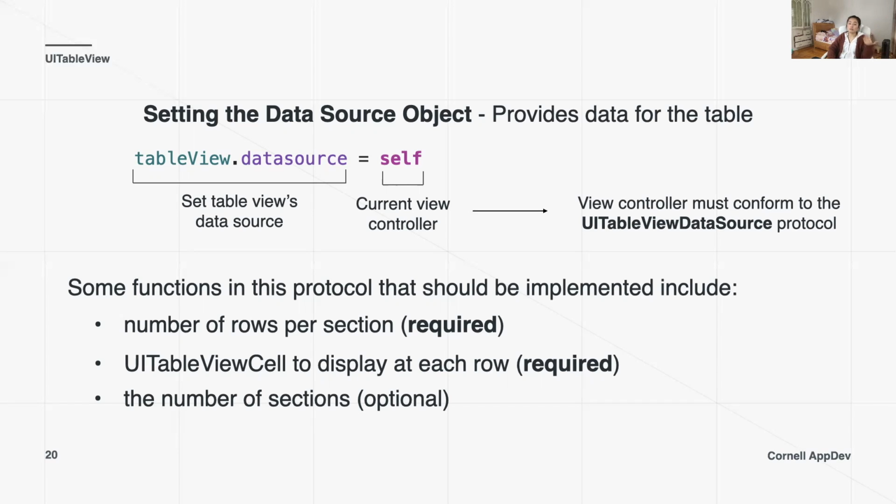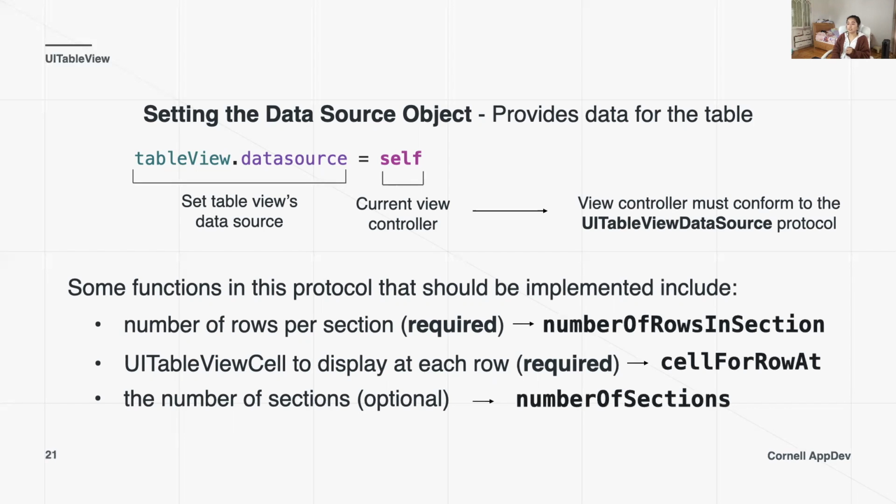There are a number of functions that you can implement, and you can just look that up on Google, but the ones that we will focus on in this lecture and in our projects are these three. So one being the number of rows per section. So this tells the table view how many rows I want to display for every section in our table, and also which UITableViewCell to actually display at each row, and then also the number of sections in the table view, which is optional. And so all of these functions boil down to these three functions. So the first one is numberOfRowsInSection, the second one is cellForRowAt, and the third one is numberOfSections.